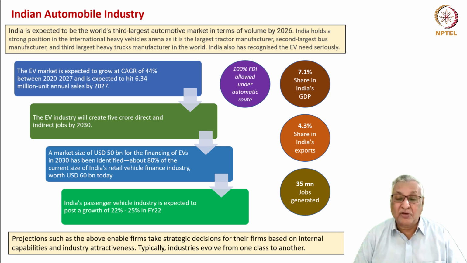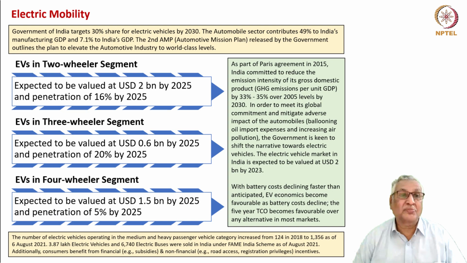Typically, industries evolve from one class to another, and automobile industry is a classic example. Electric mobility is the key driver of this transformation. Government of India targets, although not mandated, a 30% share for electric vehicles by 2030. We are having 49% in manufacturing GDP and 7.1%, as I said earlier, in the overall GDP. If the automobile mission plan proceeds as per the plan, the contributions are expected to be significantly higher, maybe 2 to 3 basis points.